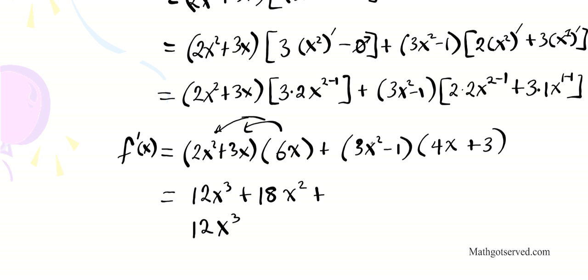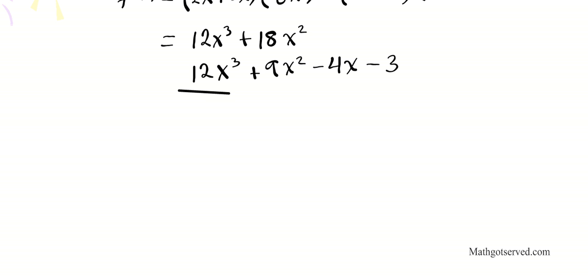Wait, let's do it this way. So 3x squared times 4x is 12x to the third. 3x squared times 3 is going to be 9x squared. And then negative 1 times 4x is negative 4x. Then negative 1 times 3 is negative 3. All right, so we just add it downwards, and that should be our derivative for any arbitrary x, and then we're going to fix it to a specific point, namely x equals 1.